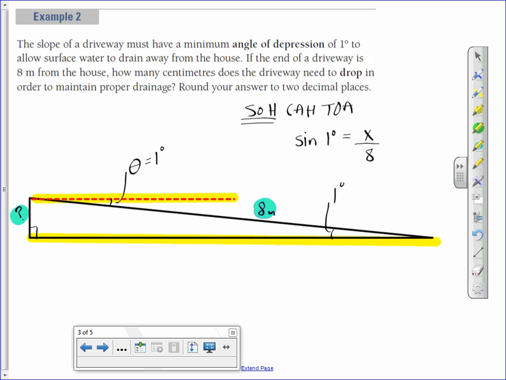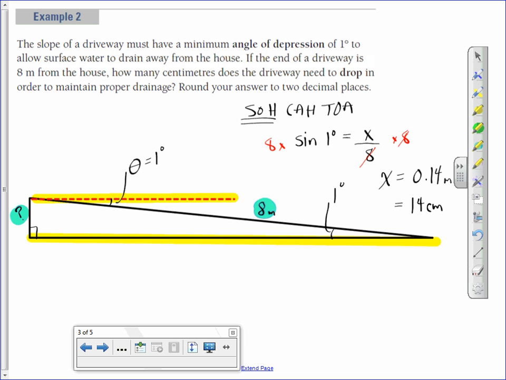So to solve this expression, I would multiply both sides by 8. On the right hand side, that cancels the 8 out, and that would allow us to determine x by typing in x equals 8 times sine of 1 degree. And when you do that, you're going to get 0.14, and that is measured in meters, which is approximately, if we move the decimal over 2 places, around 14 centimeters.